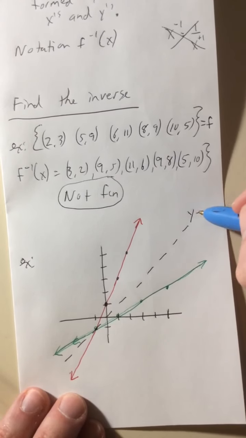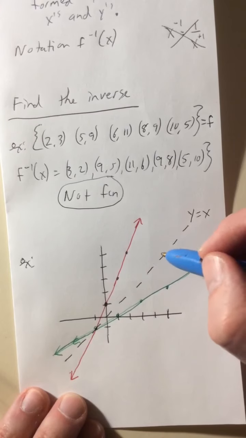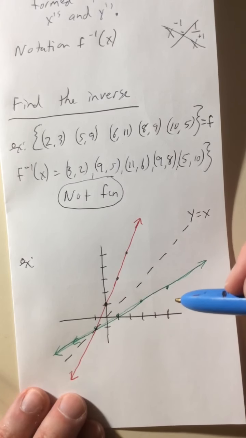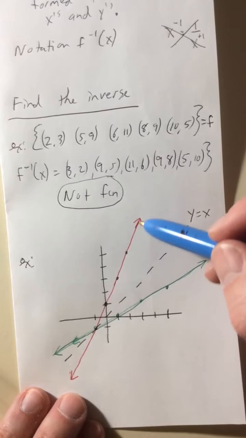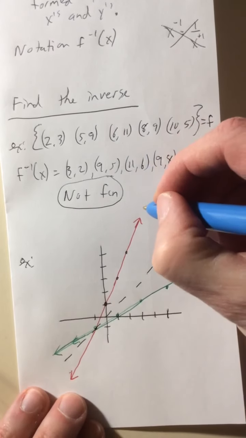And this line is y equals x. So it's 1, 1, 2, 2, 3, 3, 4, 4, 5, 5, and so on. And it cuts the two functions so that one is the mirror image of the other. So our original function was the red one right here. So we'll call this one f of x.